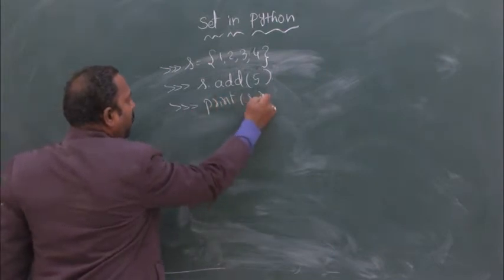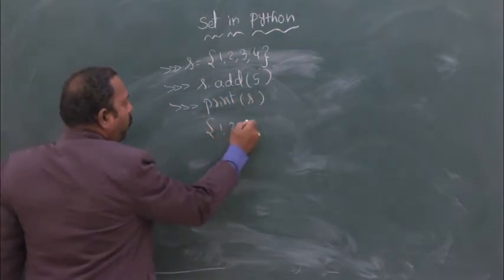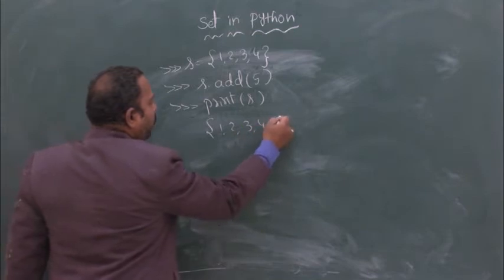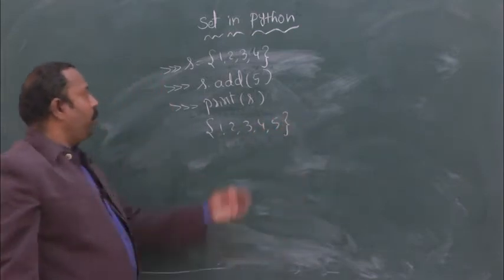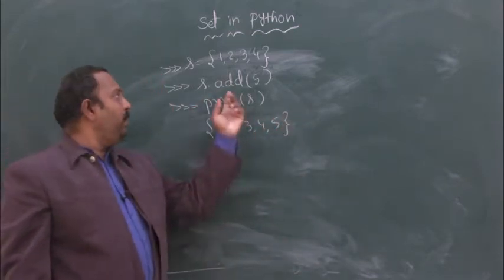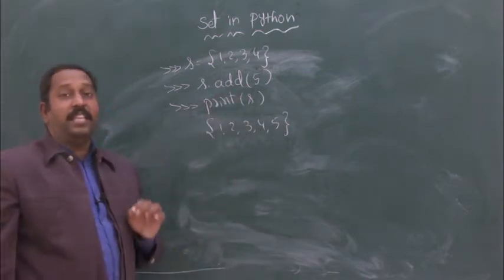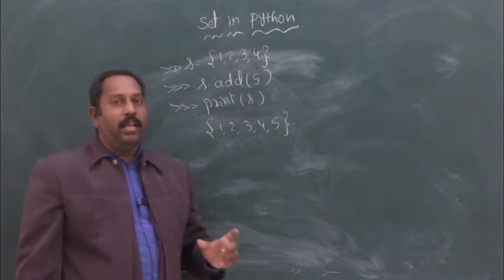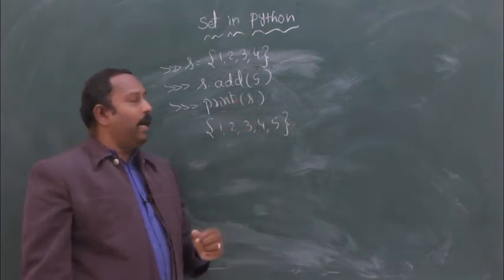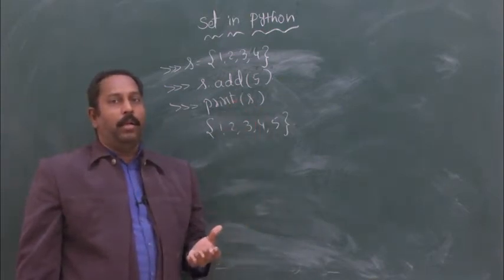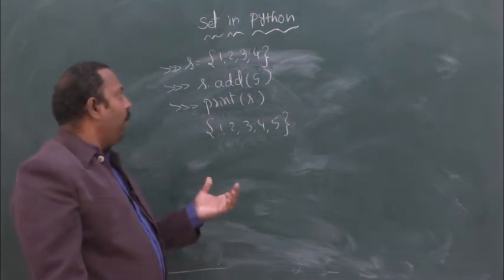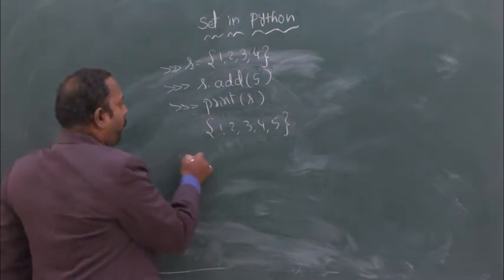Print S means you get the output 1, 2, 3, 4, 5. So you can add an element by using a method called add. Using this add method, we can add only a single element. Suppose I want to add multiple elements, then you have to go for the update method.